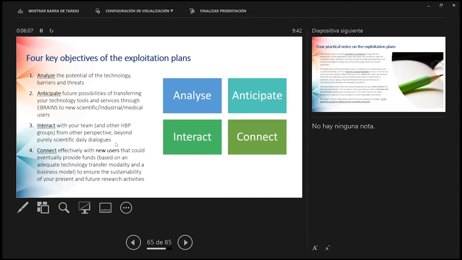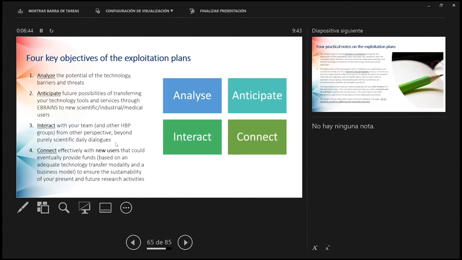Second, to anticipate the possibilities of transferring, that is, to use these solutions in the real world. So to understand how EBRAINS, how the tools integrated in this infrastructure will be of interest for the new scientific, industrial, and medical users. So to anticipate, to think in the short, medium, and long term, just to try to do things before they happen.